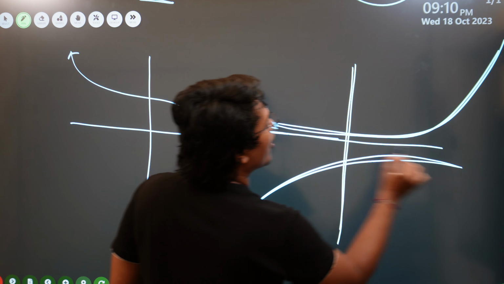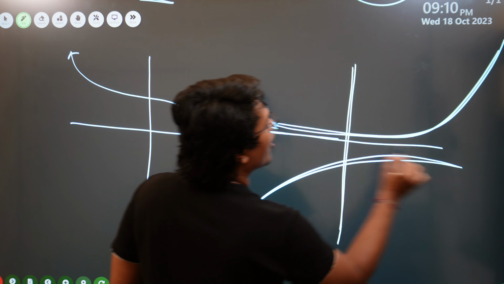Did you understand or not? Is this very tough to understand? No. Sure? So are domain and range clear now? Composite functions are clear too.